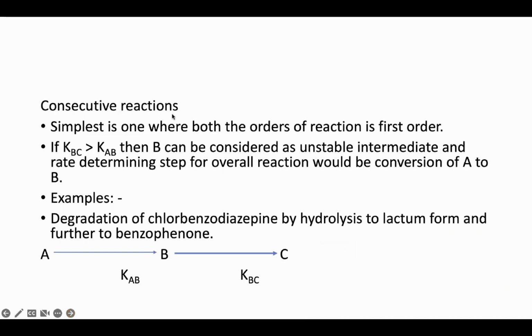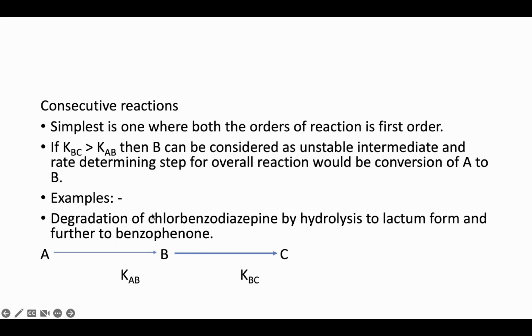Now, you can also have consecutive reactions. I realize our time is beginning to run out, but I'll be as fast as possible, right? For consecutive reactions, A is forming B and B is forming C, right? So if the rate at which B forms C is different from the rate at which A forms B, then you can say that B is considered an unstable intermediate and there is a rate determining step for the overall reaction for conversion of A to C.